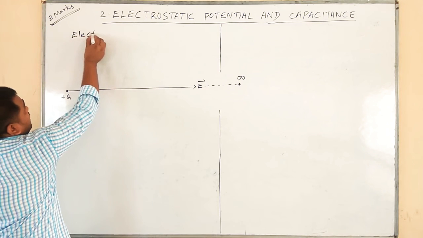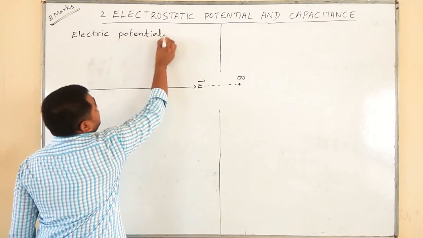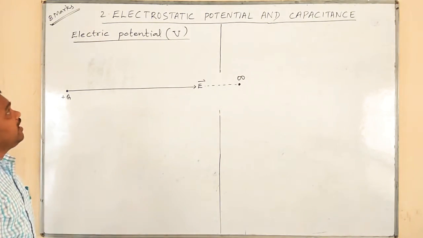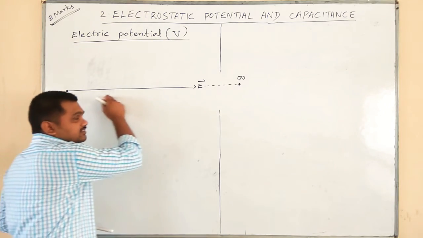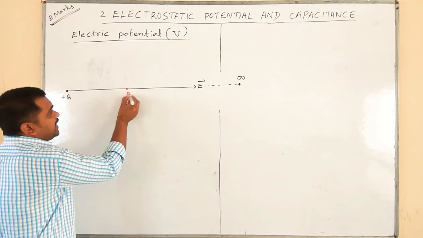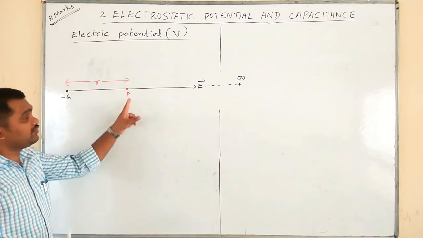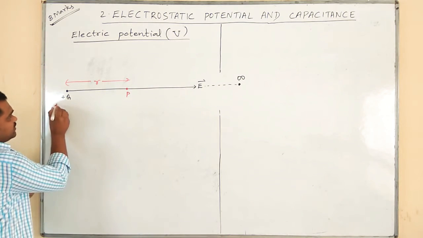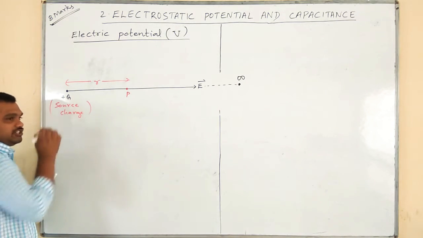Now, let us define the word electric potential. The word electric potential is denoted by capital V. How to define this electric potential now? I said already, this is the direction of electric field. For example, at some point P, at a distance of some small r, we have to know the value of electric potential of this source charge plus Q. It is the source charge. This is the charge under consideration.